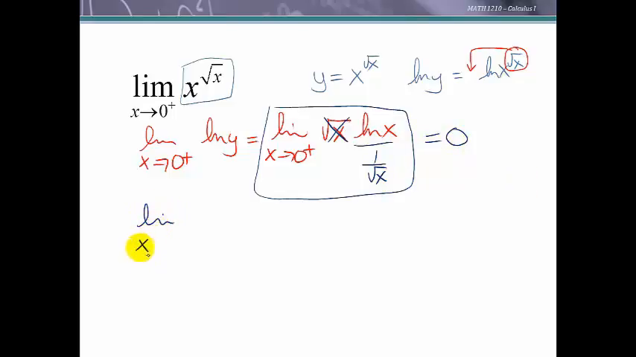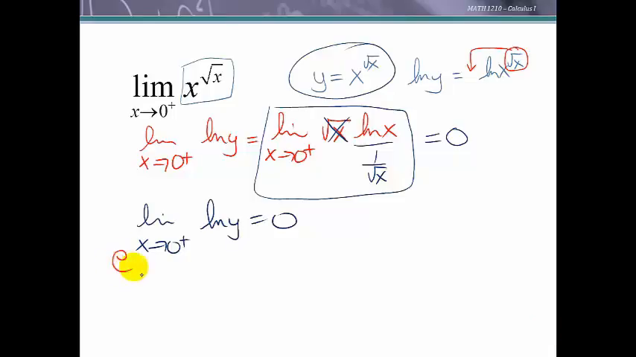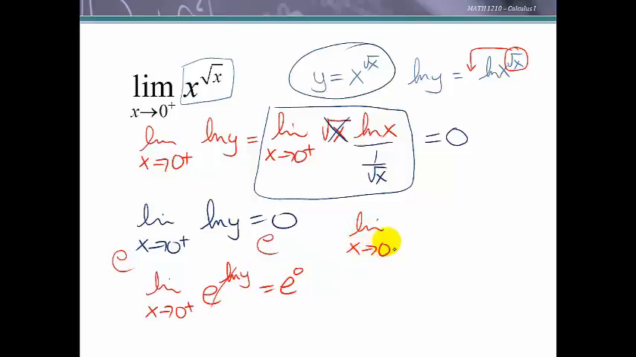So what we now have is the limit as x approaches 0 from the right-hand side of the natural log of y equals 0. Well, we need to find this out not for natural log of y, but for y, since our original function equaled y. So what we're going to do is exponentiate both sides, and we know that we can move this function inside of the limit. So we have the limit as x approaches 0 from the right-hand side of e to the natural log of y equals e to the 0. Well, the e and the ln undo each other, and so we have the limit as x approaches 0 from the right-hand side of y equals 1, because we know, of course, e to the 0 equals 1.